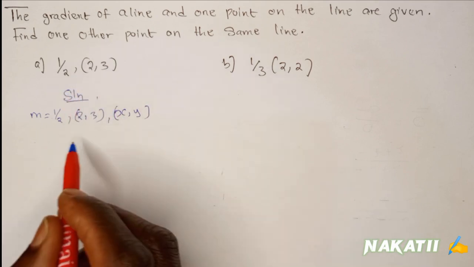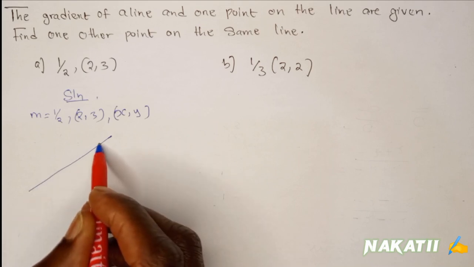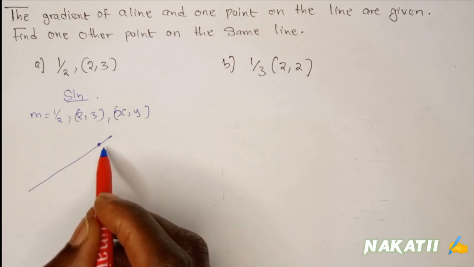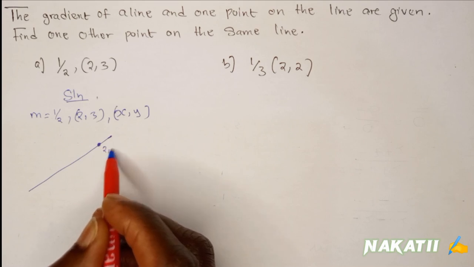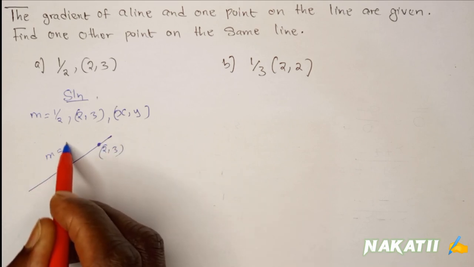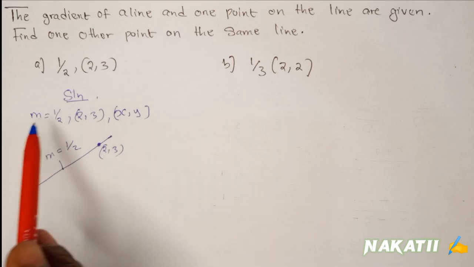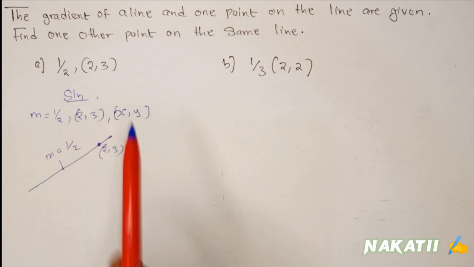So let me just draw here. I'm assuming this is the line and it is passing through the point (2, 3), and the gradient of this line has been given as a half. To get another point that is passing through this line, we first find the equation of this line, and we need these three to get the equation.